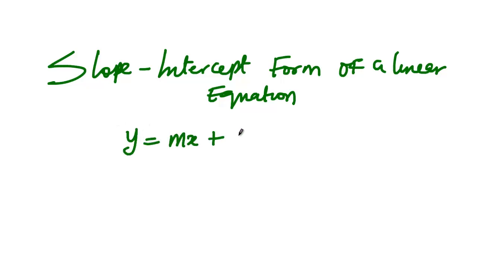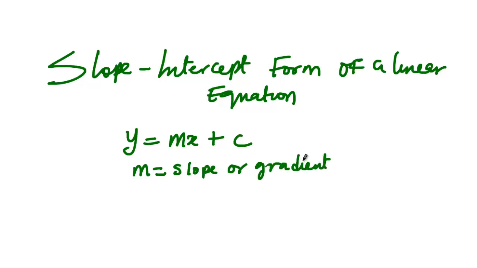mx plus c. Yes. So where m in this case is the slope. Let me rewrite it. Where m is the slope, also known as the gradient, and c is the intercept on the y-axis. In one of the videos, I mentioned that the intercept on the y-axis is when x is equal to 0.